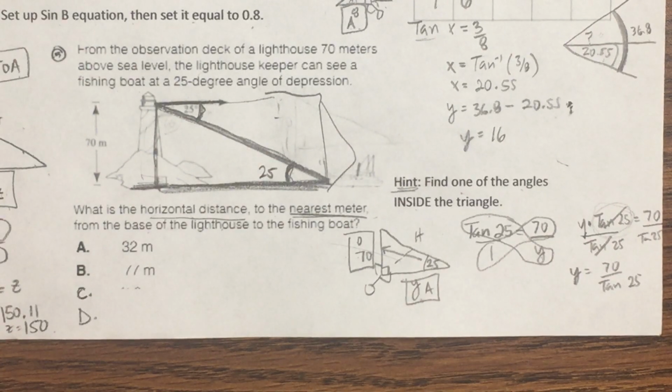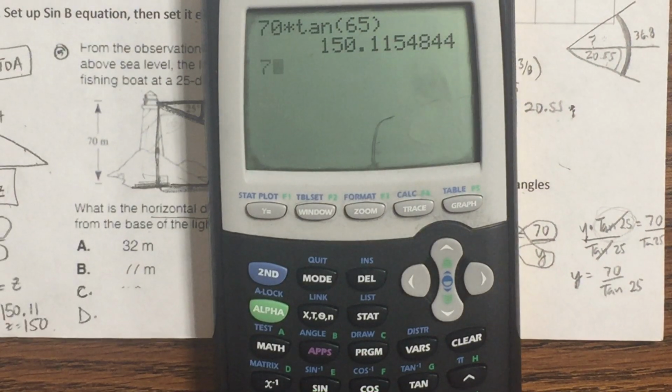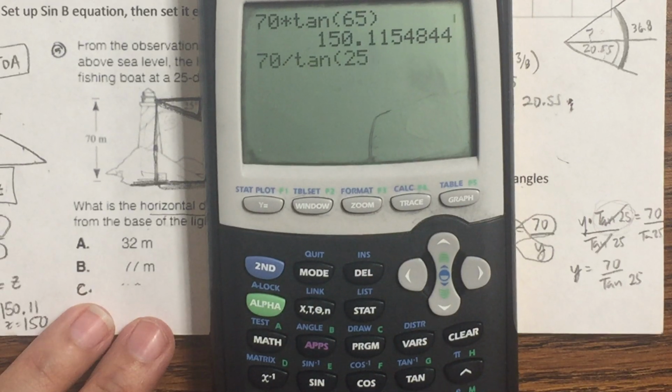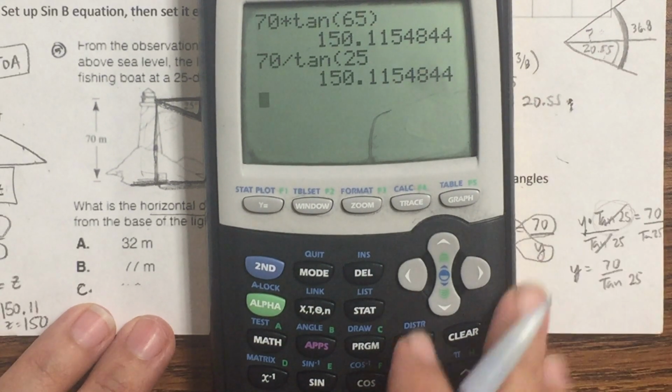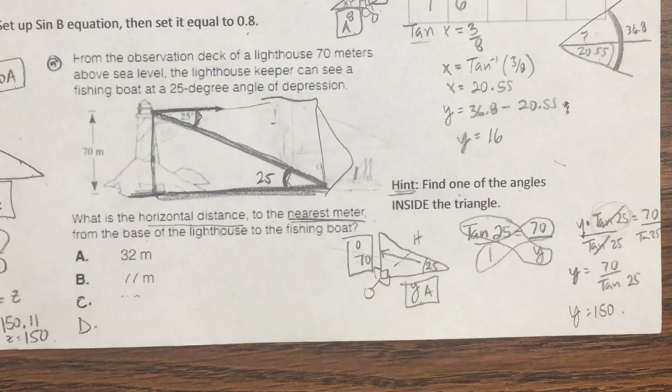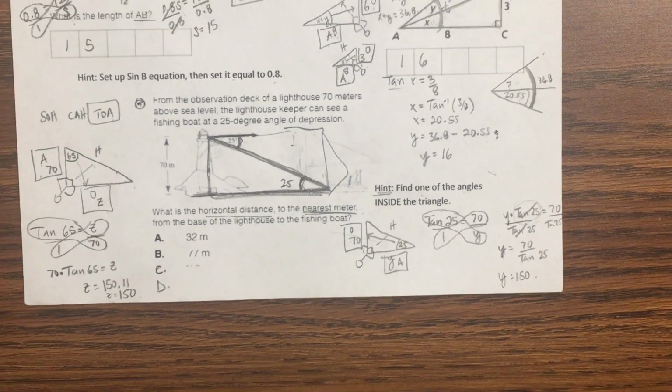And now you're just punching that in the calculator. So 70 divided by tan 25. See how it's the same? Because it doesn't matter. So Y equals 150. So whatever answer that is. And that's pretty much it.